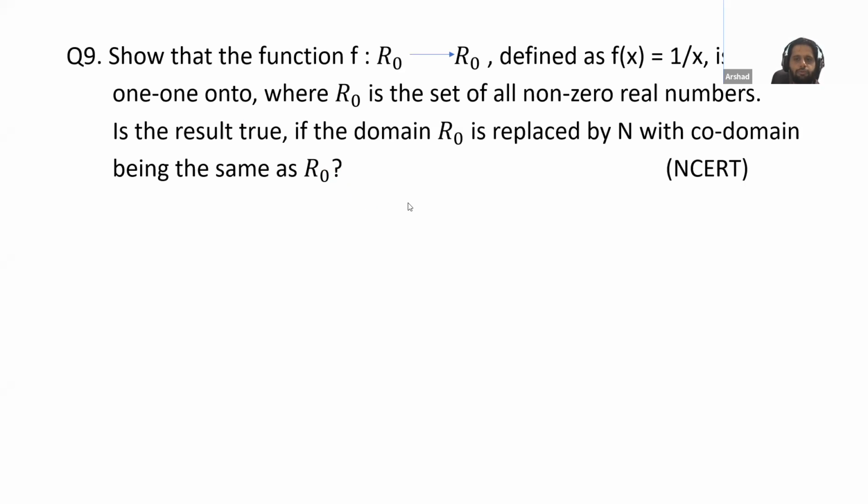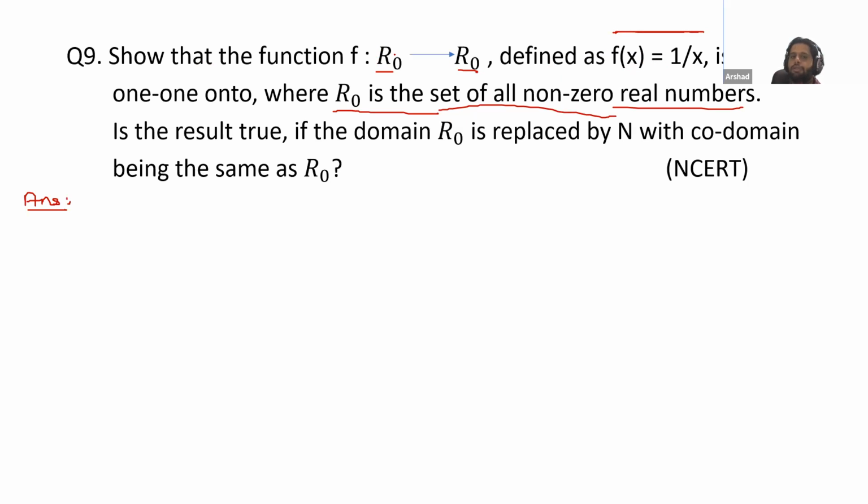Okay. So please check here. Please check this question. Show that the function R naught to R naught, defined as f(x) is equal to 1 by x. What is meant by R naught? This is the set of all non-zero real numbers. So that means from the real numbers, we will ignore the zero. This is a function and this is the set.